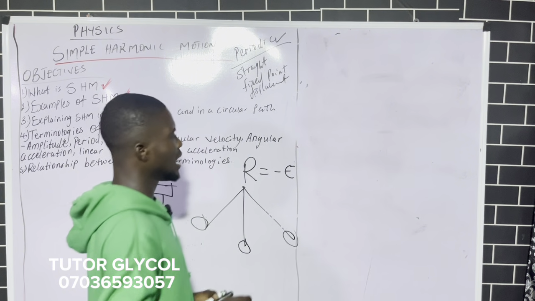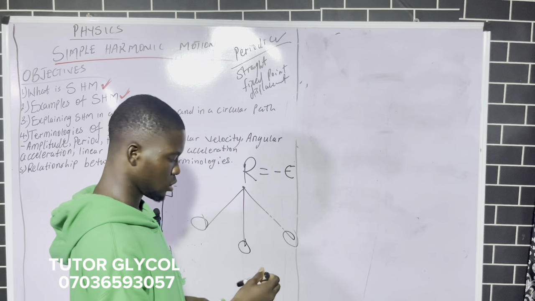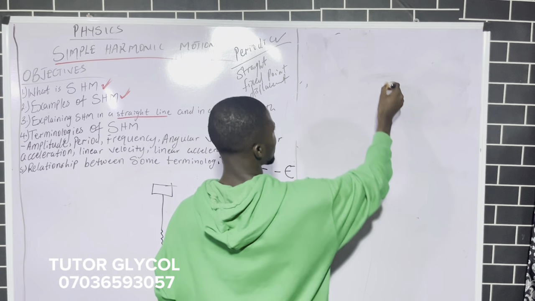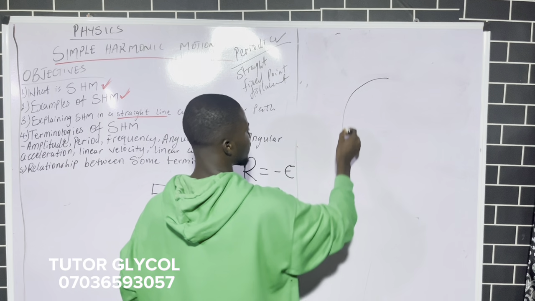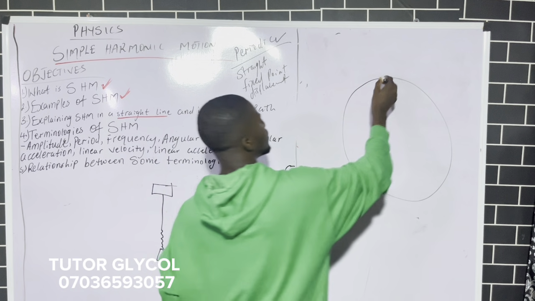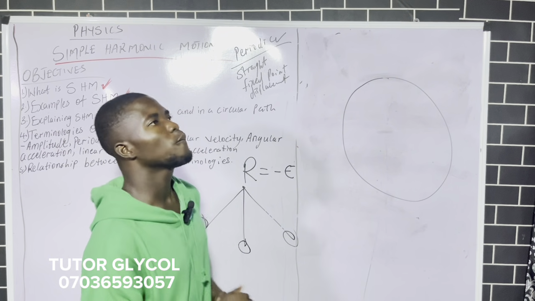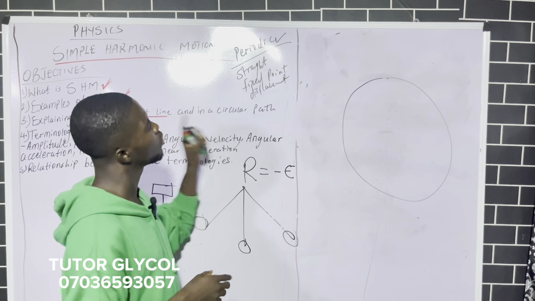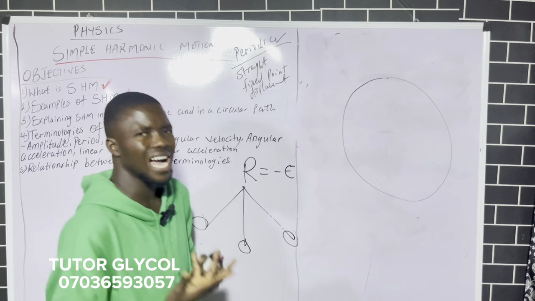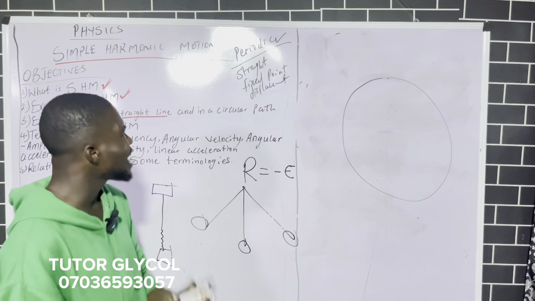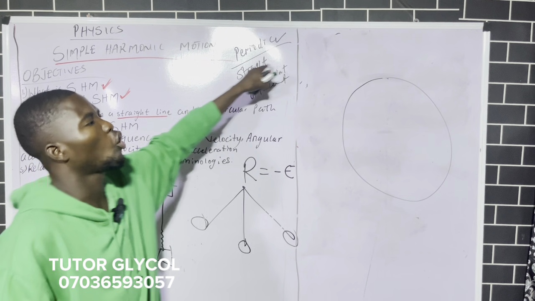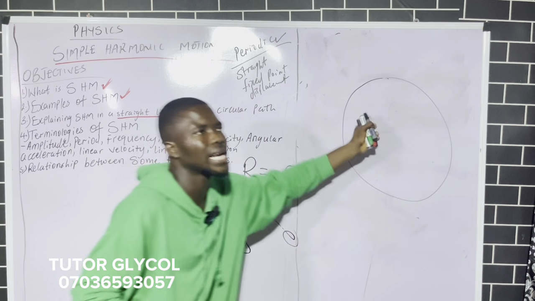So now let's say we have a circle, just a circle. It might not be actually accurate, but just bear with me a second. Now, one thing I want you to understand is that anytime I'm talking about simple harmonic motion, somebody will be wondering, okay, sir, you said that simple harmonic motion occurs in a straight line. How come we're dealing with a circle?